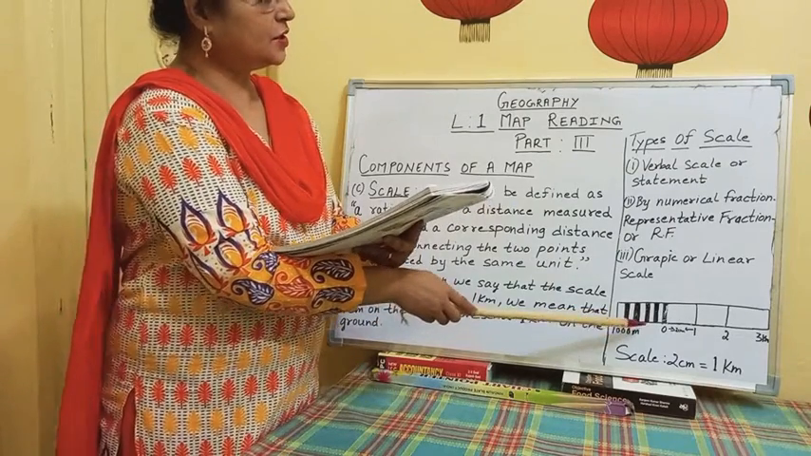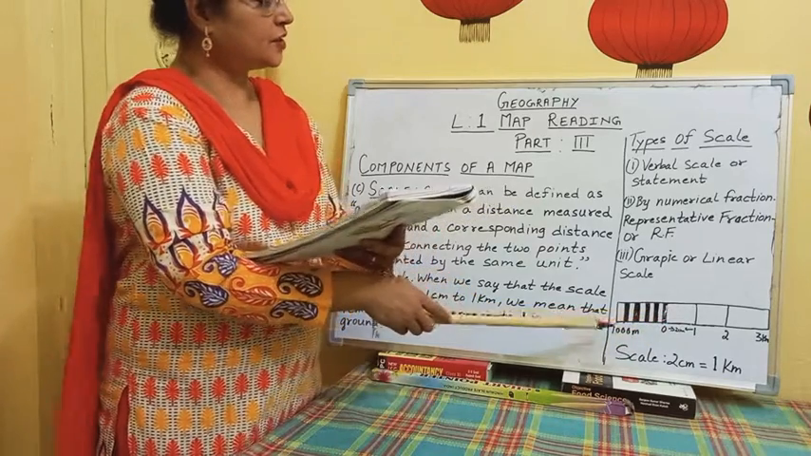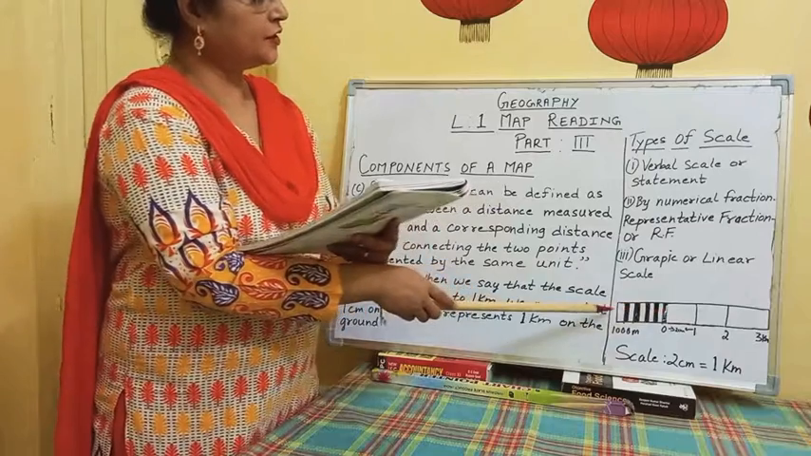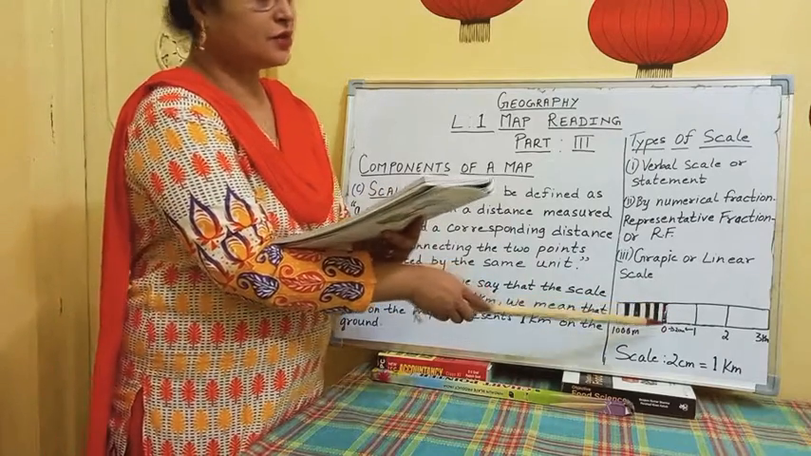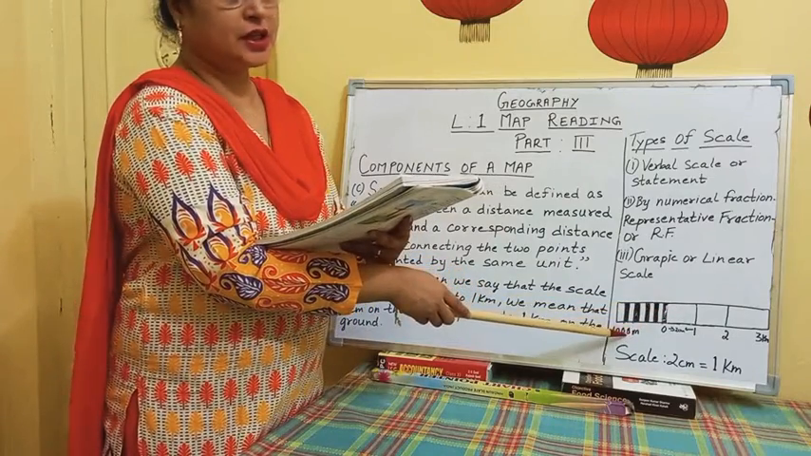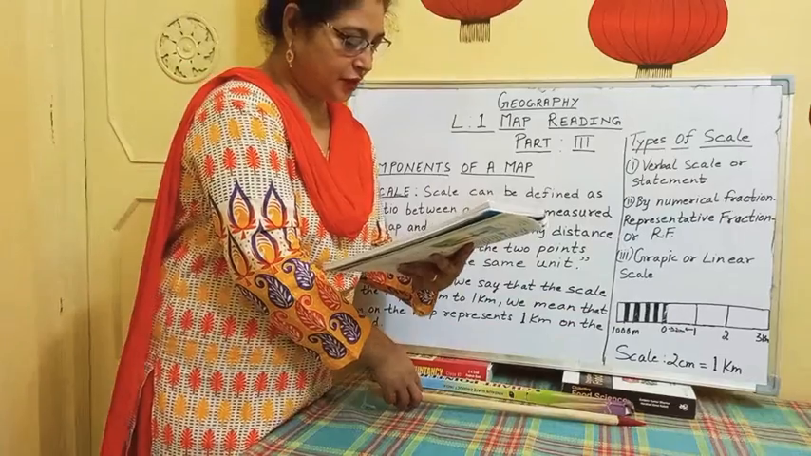So 1000 meters is equivalent to 1 kilometer on ground. So from this side it is showing 1000 meter. It is divided into 10 parts and each part is showing 100 meter. So 100 meter into 10 becomes 1000 meter, and 1000 meter is equal to 1 kilometer.